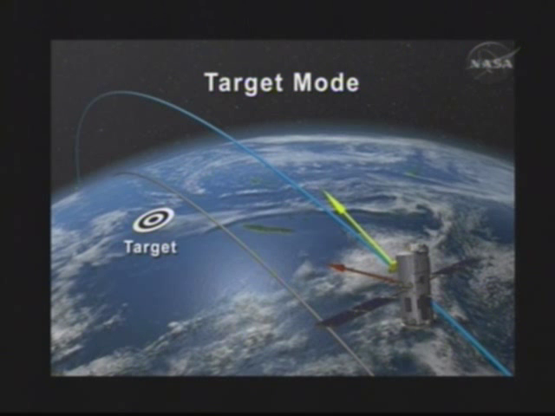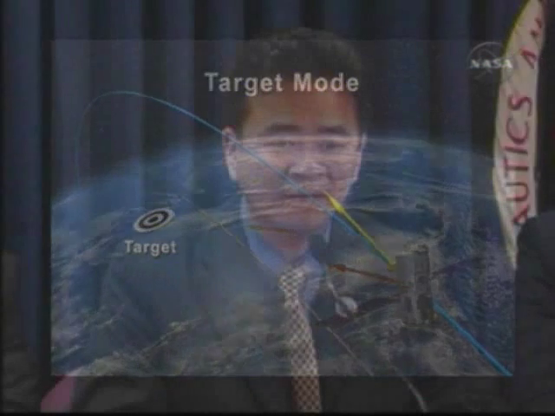Now, this point and stare mode allows a stationary surface target to remain within the instrument's field of view, even as the observatory orbits the globe. By doing this, our science measurement validation plan requires that we look at a certain site at least once a day to make sure that we can acquire validated telemetry.